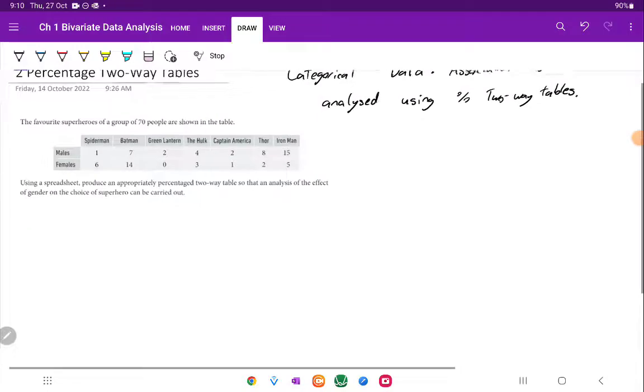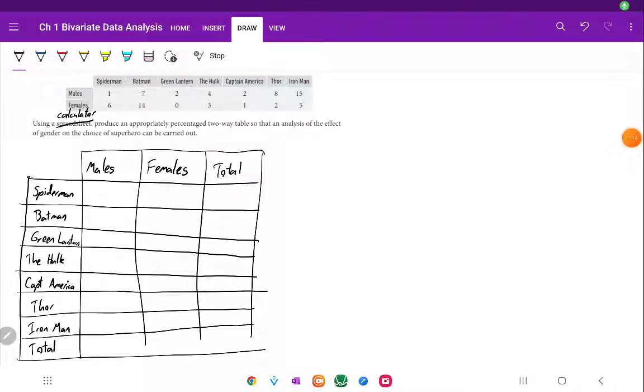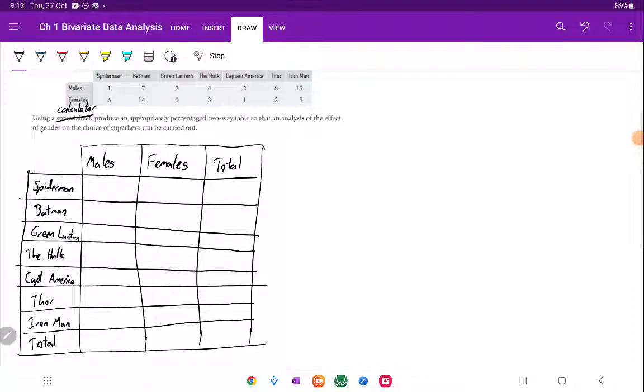Well, if I'm honest, I don't actually want to do it in a spreadsheet. I'm happy to do it by hand, and I think that it is not too hard to do by hand. So step one in making a percentage 2A table is making a regular 2A table. So let's just go through and copy the information we already have. You'll notice I've turned males and females from rows into columns. We'll go through why I did that in a second.